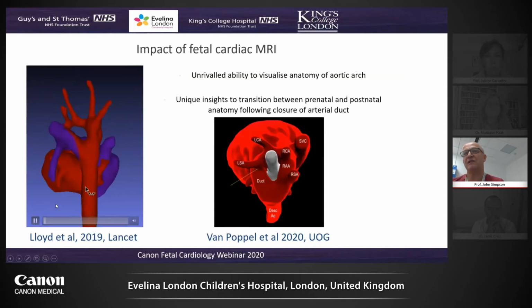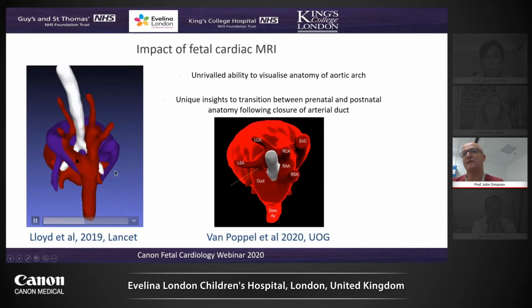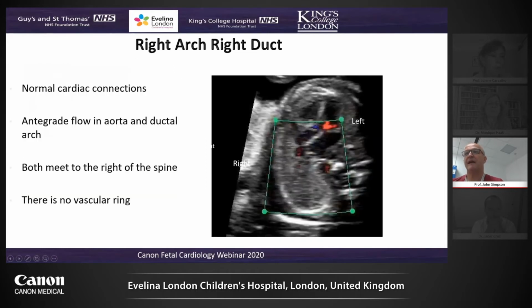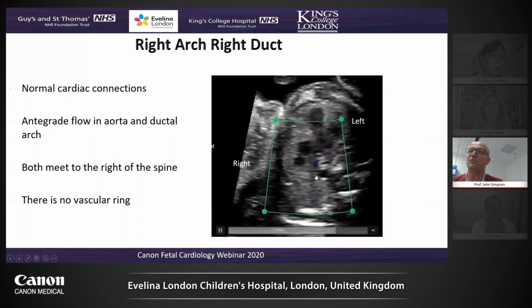And this just shows some of the benefits of using the MRI technique to show the right and the left arch. And this left arch very often inserts in towards the duct rather than very posteriorly towards the descending aorta. This is a rare example, but something to watch.